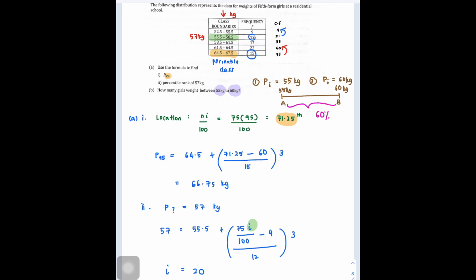So question part B is your homework. This is your homework. Okay, so try to do question part B by referring to the second part here.